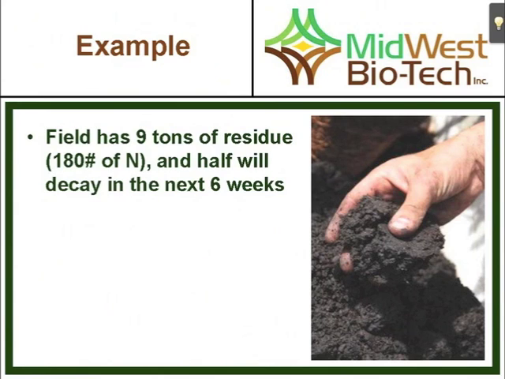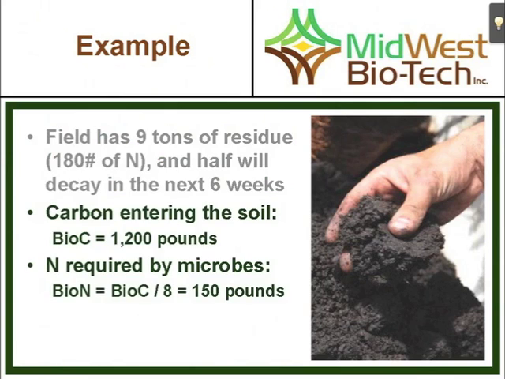For example, suppose I've got a cornfield with 9 tons of residue at 20 pounds of nitrogen per ton. I've got about 180 pounds of N out there in my corn stalks. If I'm going to decay about half of that in the next week based on my moisture and temperature conditions, I'm going to generate about 1,200 pounds of biomass carbon entering the soil. So my 9 tons of residue, half of that's going to be decayed, so I'm going to have 4.5 tons. 40% of that is going to be carbon, and then 1/3 of that is going to go back into the soil. That's where I get the 1,200 pounds.